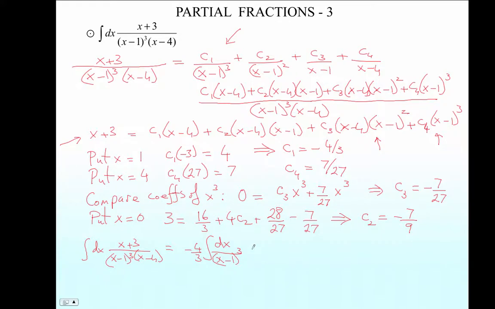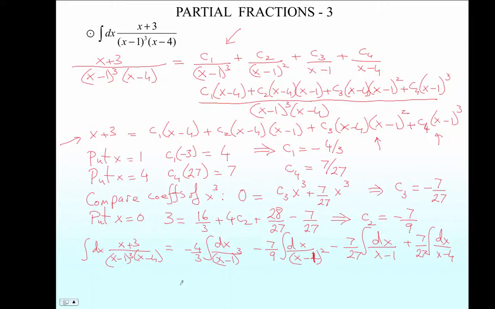Then I have C2. C2, as I can see, is minus 7/9. And then we integrate x minus 2 squared or x minus 1 squared in the denominator. Then there's C3, which is minus 7 over 27, and there's dx over x minus 1. And finally, the last term is C4, which is plus 7 over 27, and what's at the bottom is x minus 4.